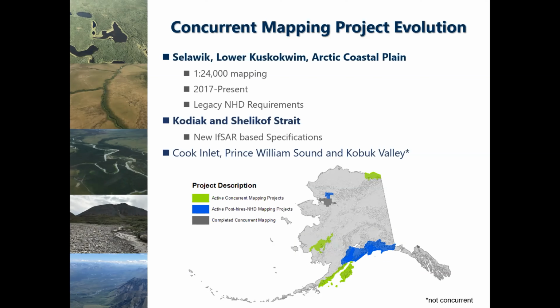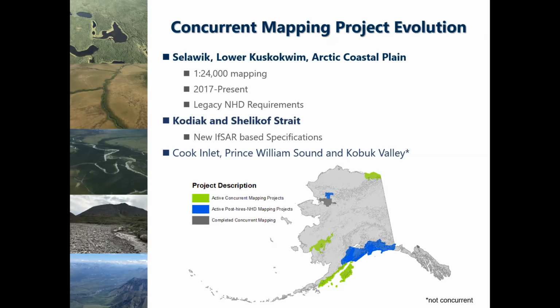More recently, we've implemented a project in South Central Alaska, which includes Kodiak Island and the nearby Shelikof Strait watershed. That's the furthest south green area that you see. And that will also complete concurrent NWI and NHD at 1 to 24,000. But that project uses the newest specifications for national hydrography data sets that requires the data to be predominantly based off of the IFSAR. So with every project that we implement, we learn lessons to carry forward.